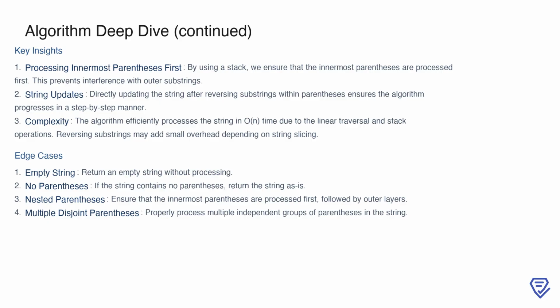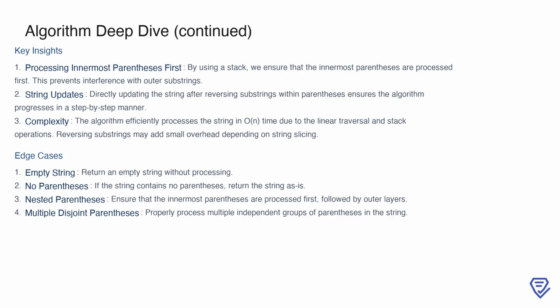Regarding complexity, the algorithm traverses the string once, performing operations like pushing to and popping from the stack, which are O(1). This results in an overall time complexity of O(n). Reversing substrings introduces a minor overhead, but it remains efficient due to string slicing. It's also important to handle edge cases. For example, if the string is empty, we simply return an empty string. If there are no parentheses, the string is returned as is.